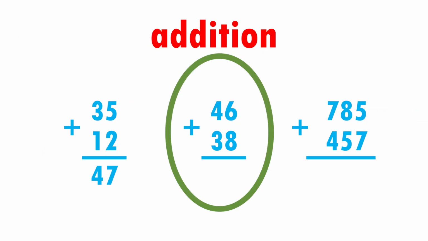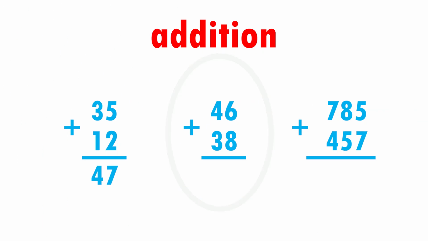Now let's add 46 plus 38. First, the ones. 6 plus 8 equals 14. We write down the 4 and carry over the 1. Now add the tens. 1 plus 4 plus 3 equals 8. The final answer is 84.